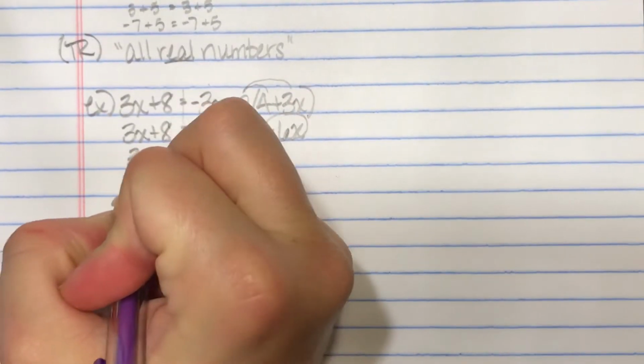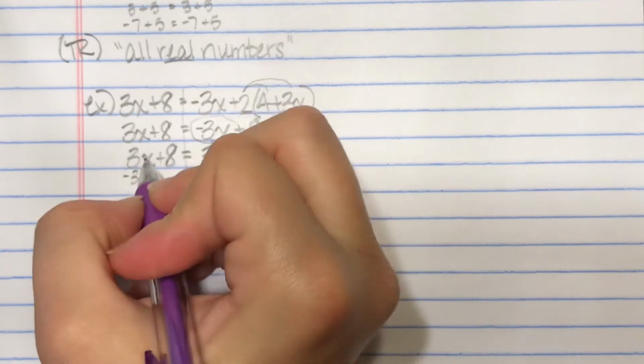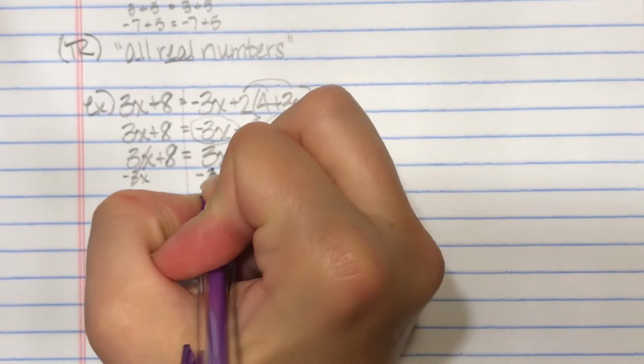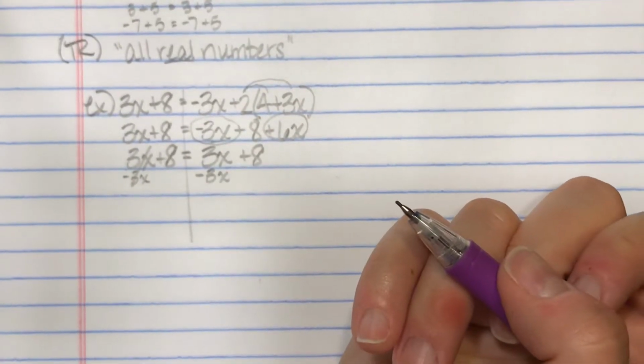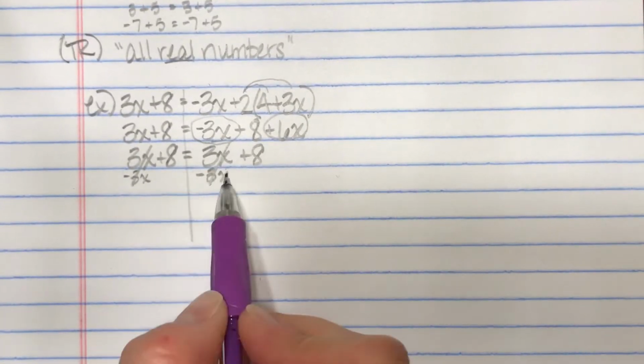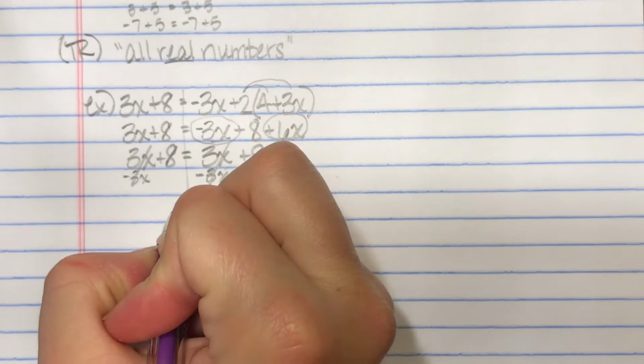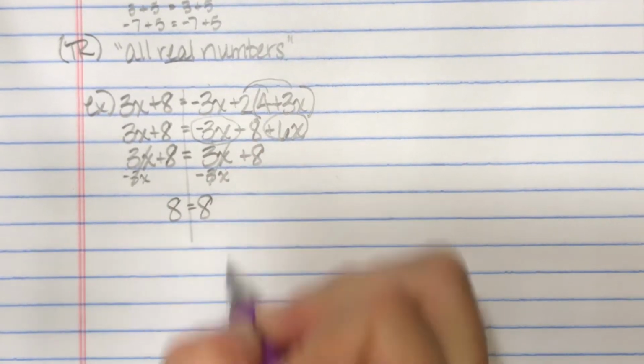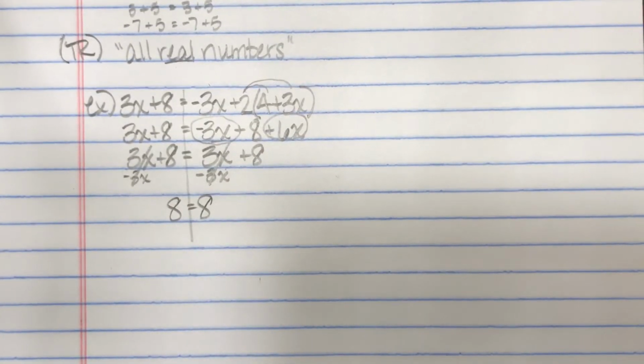But if I just am going through my algebra steps, I'm going to subtract 3x to move them together. And this is where you're going to see, wait a minute, it cancels out on both sides, and all I'm left with is 8 equals 8. Well, 8 always equals 8, no matter what x is. 8 is the same as 8.